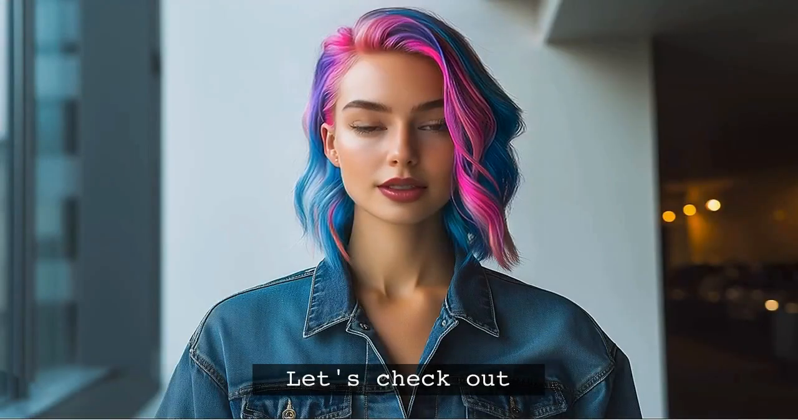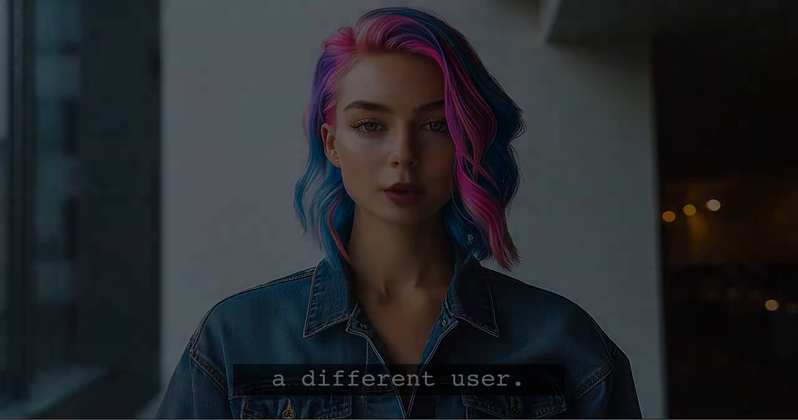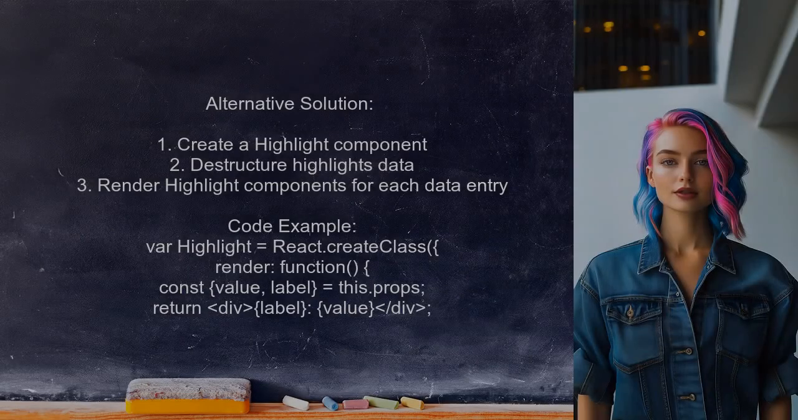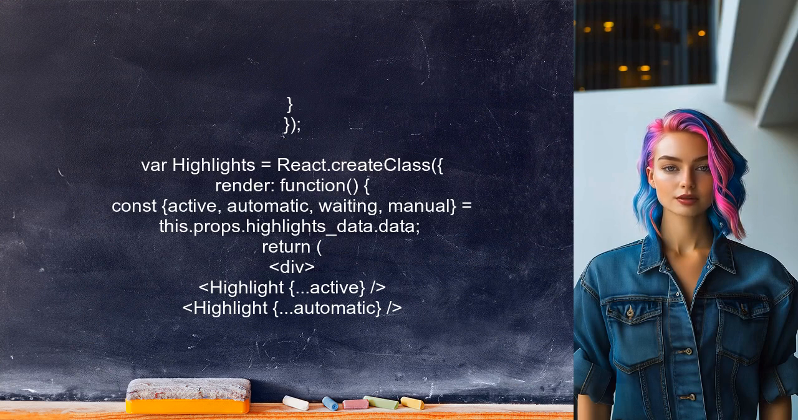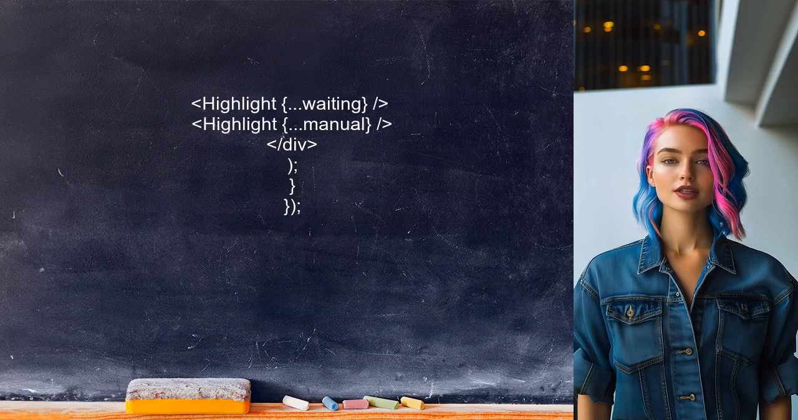Let's check out another perspective from a different user. An alternative approach provided by a user involves creating a separate highlight component. This component receives the label and value as props and displays them. In the highlights component, the user destructures the highlights data and renders multiple highlight components, passing the respective data for active, automatic, waiting, and manual.